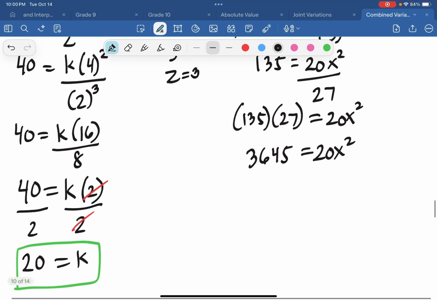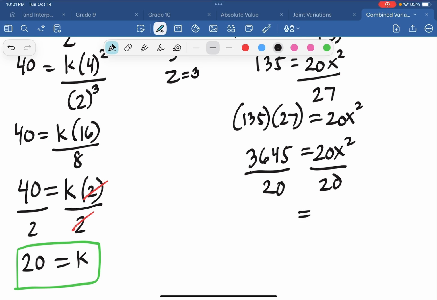Based on this, same with extracting square roots, if the coefficient of x squared is not 1, we need to divide both sides by its value. So let's divide both sides by 20. We get to cancel, so we are left with x squared. Now, 3645 divided by 20 is 182.25. By the way, let me verify again. 135 times 27, yeah, 3645.